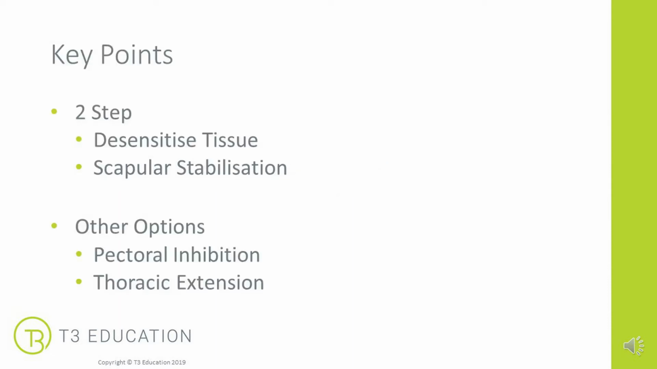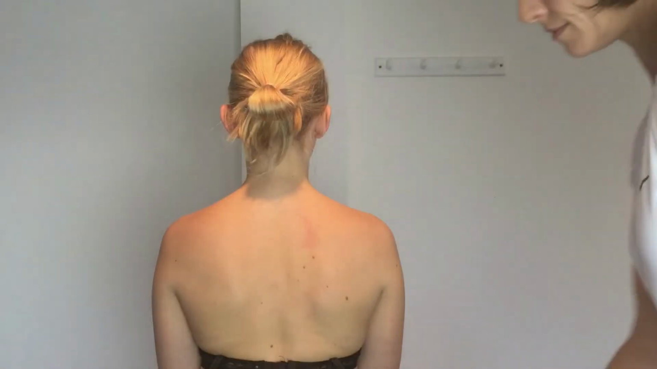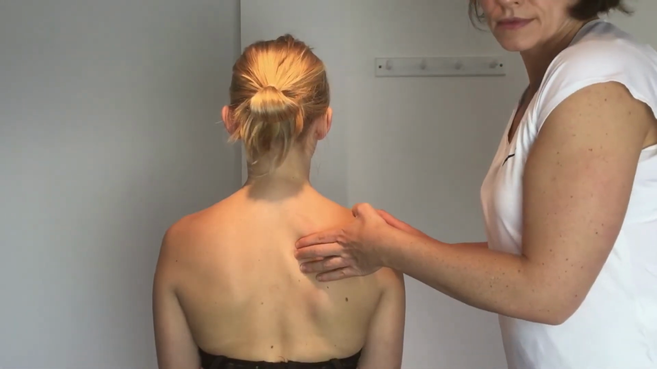In this case, we're going to do a two-step taping. We're going to desensitize the rhomboid, but really we want to add some functional stability to the scapula. So we will do a functional taping to the scapula to help to depressure the pain they're feeling in the rhomboids. Other options you may include might be a pectoral inhibition if the client is very dominant in the chest, or thoracic extension to open up out of that kyphotic posture and allow the pressure to come off the rhomboid tissue.